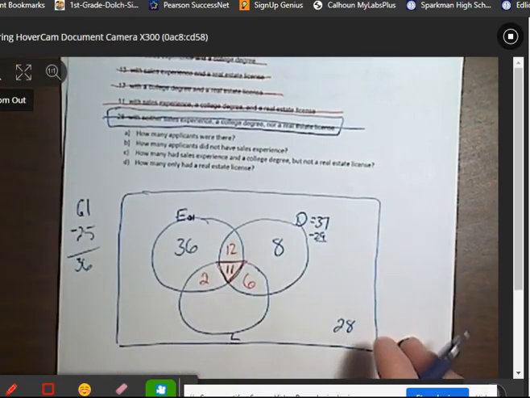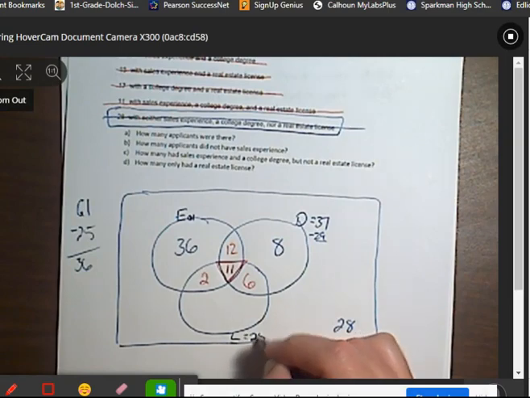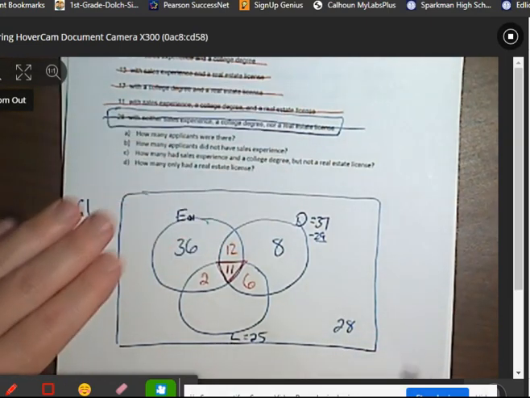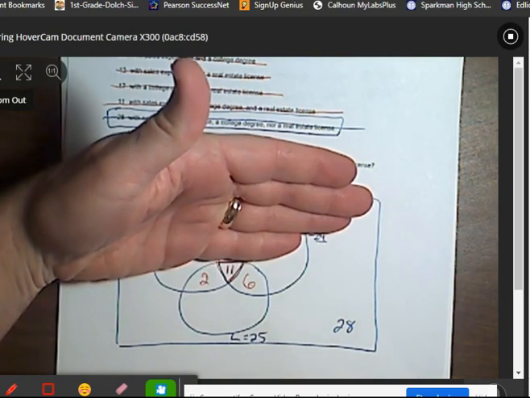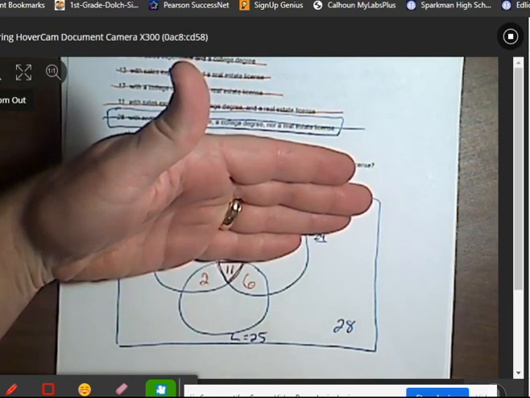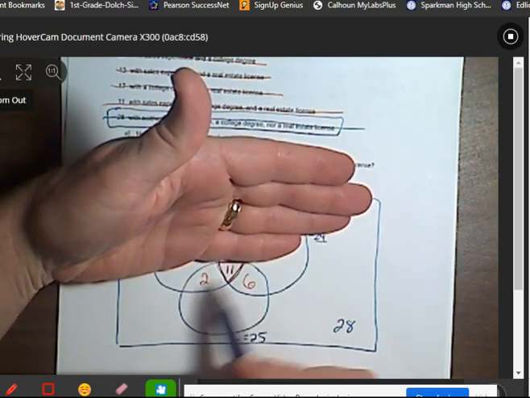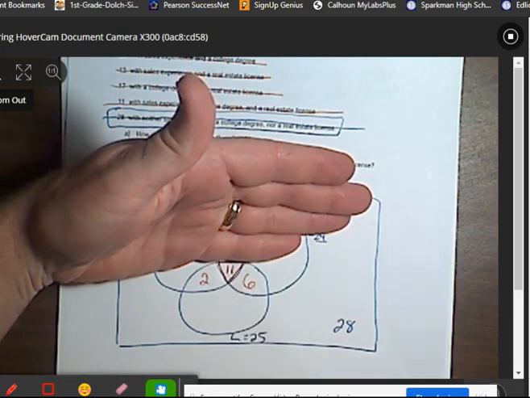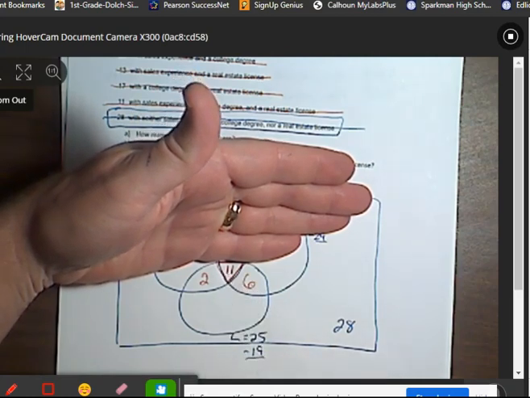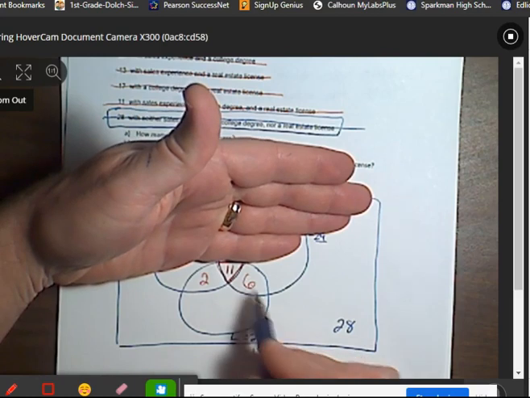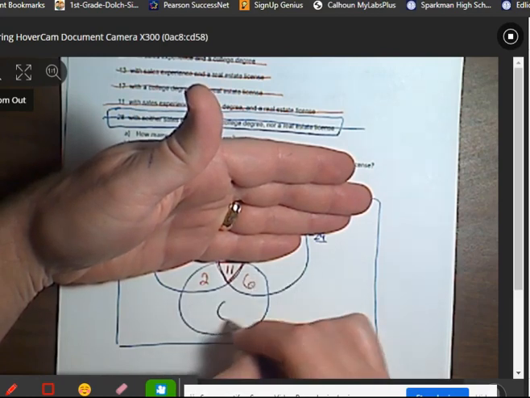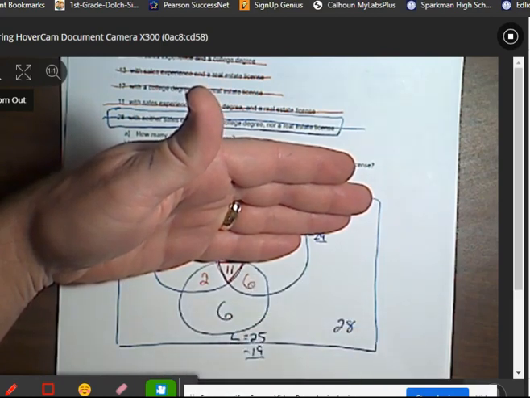And then we do the same thing with the license. There were 25 people that had a license. You cover up everything outside of that circle. So you had 11, 6, and 2. Altogether, that's 19 people. Take out those 19 people that had something in common with the other groups, and that's going to leave you with 6 people that had just a license.